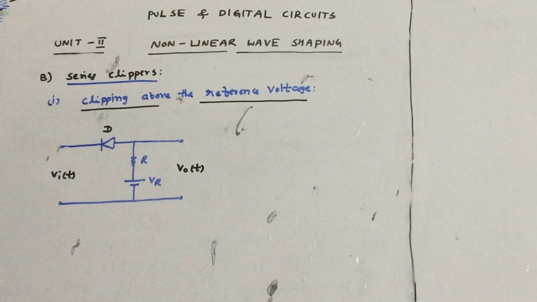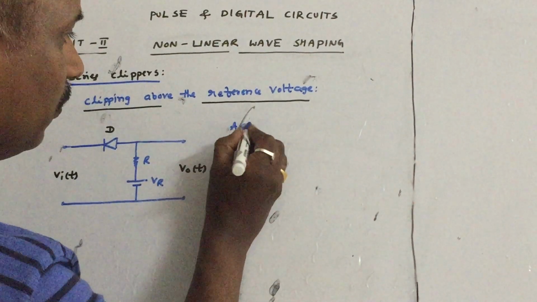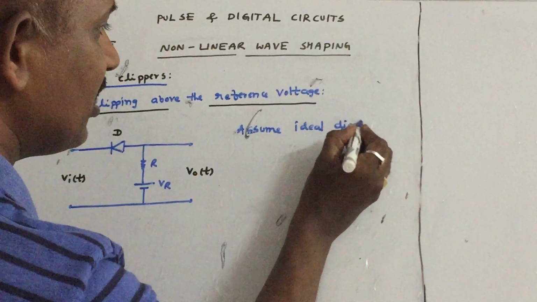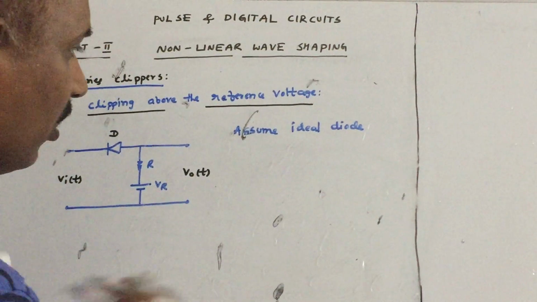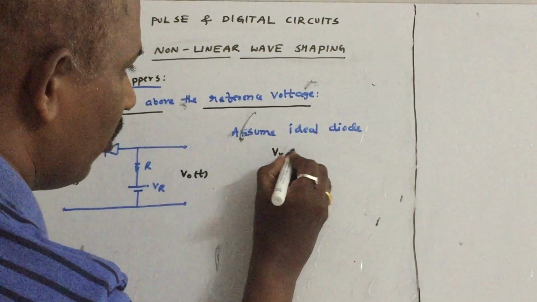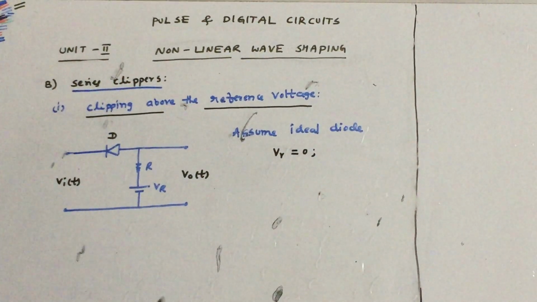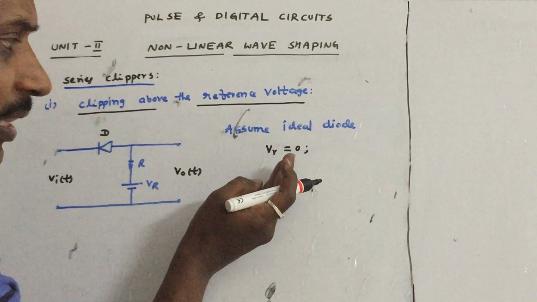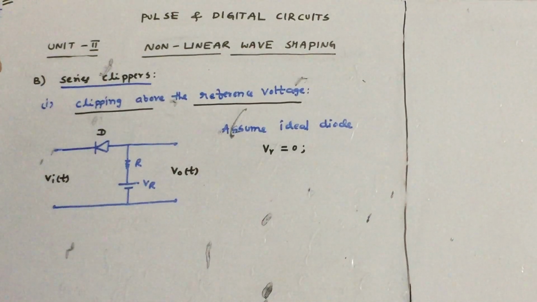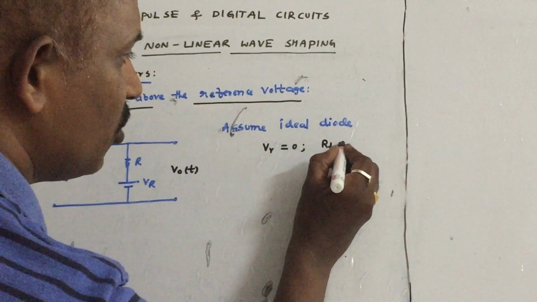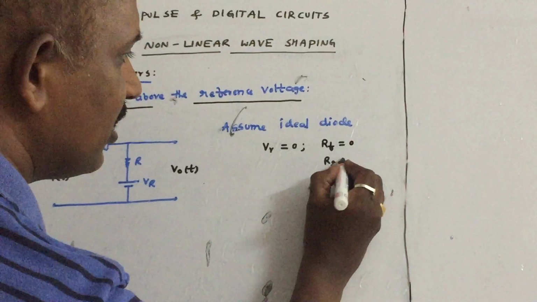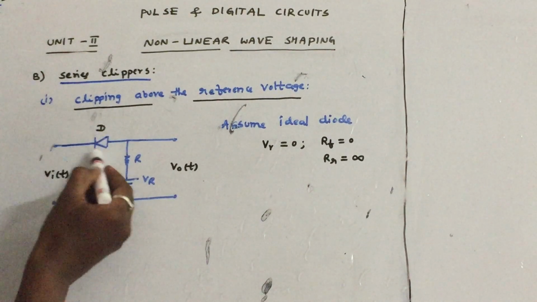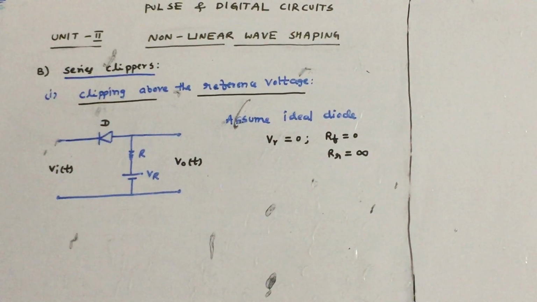So again assume the ideal diode. What are the characteristics of an ideal diode? For the ideal diode, the cut-in voltage is 0. So when an input voltage greater than 0 is applied, the diode immediately turns on. The forward resistance is equal to 0, which we have discussed in the first lecture. The reverse resistance is equal to infinity. So we have assumed the ideal diode in this circuit.